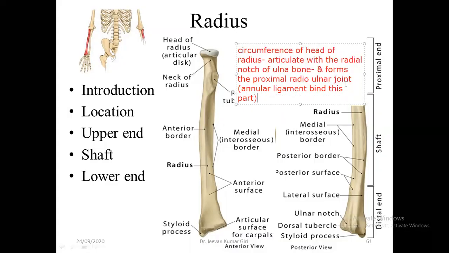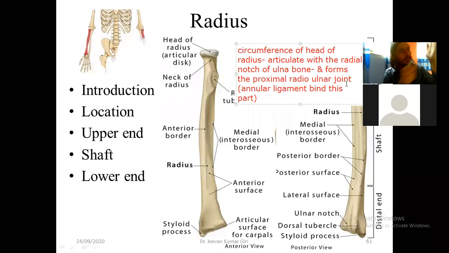So it is like this. Suppose here is the notch. Can you see me? Am I visible? Yes, sir. Okay, suppose this is the radial notch of the ulna. Suppose this is the head, this is the superior surface, and this is the periphery. Now it will be here like this, and the annular ligament is binding like this. Can you see here?